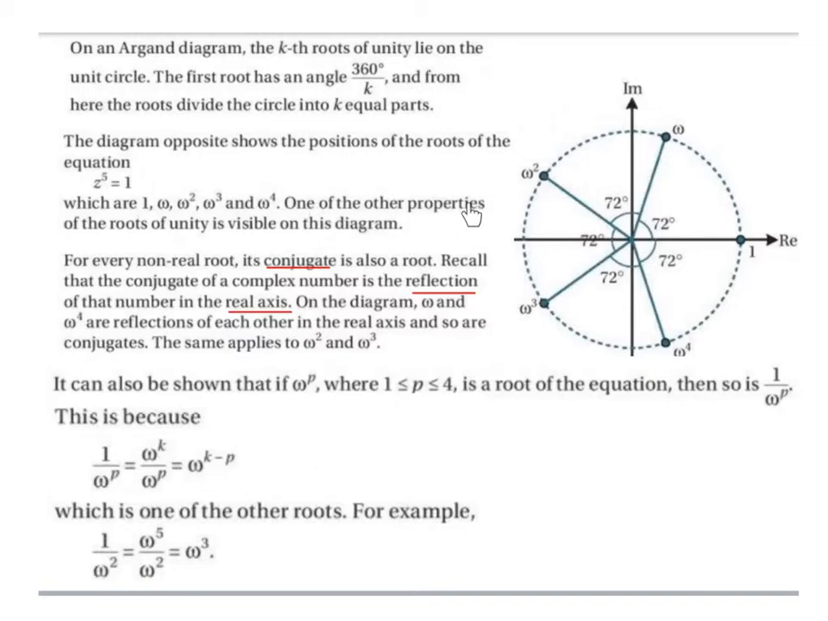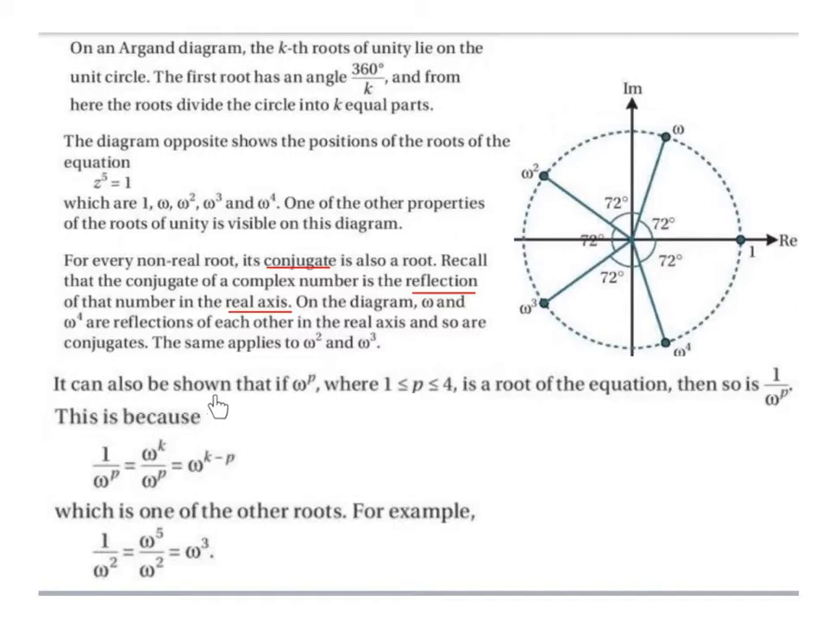One of the other properties of the roots of unity is visible on this diagram. For every non-real root, its conjugate is also a root. Recall that the conjugate of a complex number is the reflection of that number in the real axis. On the diagram, w and w to the power of 4 are reflections of each other in the real axis, and so are conjugates. So we can see that these are reflecting each other in the real axis. And the same applies to w squared and w cubed. They are reflecting each other in the real axis.